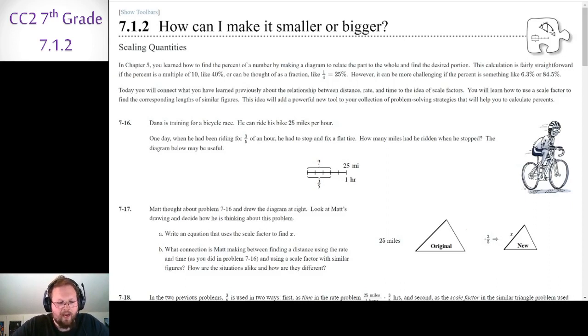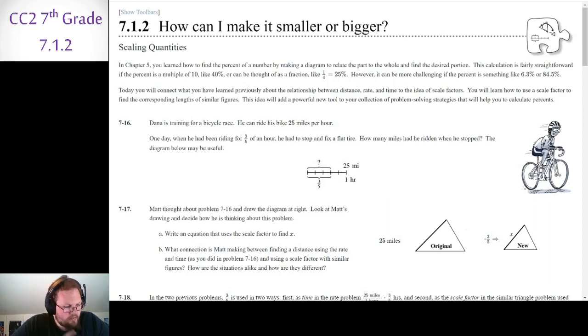Sometimes, though, you will have weird percentages, like in the intro here. It says, earlier on in chapter 5, you learned how to find a percentage of a number by making a diagram. And it's a pretty straightforward calculation when it's an easy one, or if it's a fraction. But sometimes you might have weird decimal values like 6.3% or 84.5%. All that means is that there are ways for you to get around doing this with those numbers, and I'm going to show you a couple of those.